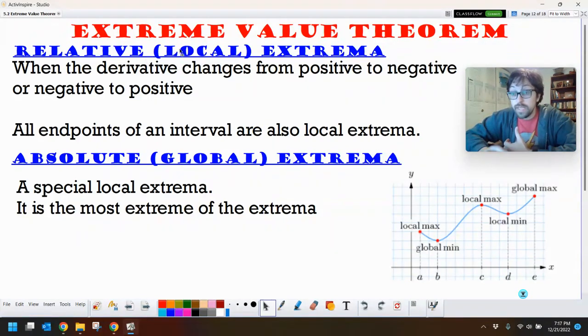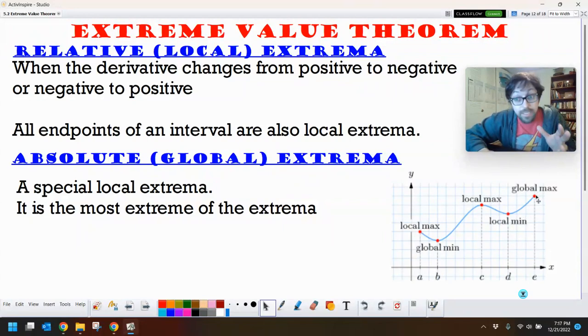A relative extrema is a maximum or a minimum. So all of these red points here are extrema, and they're all relative, local extrema. However, every once in a while, you get a super special extrema. It is the most extreme of the extrema, and those are the absolute ones.